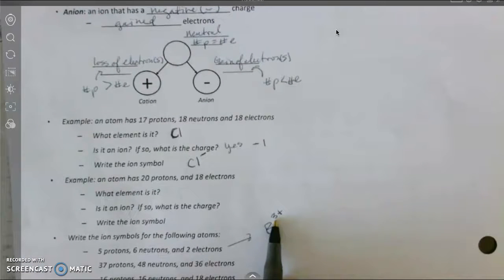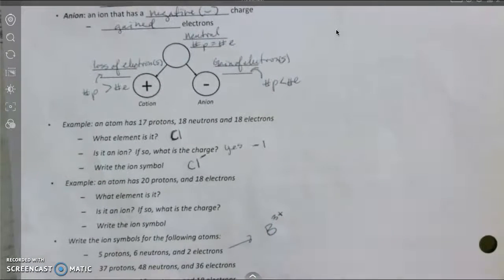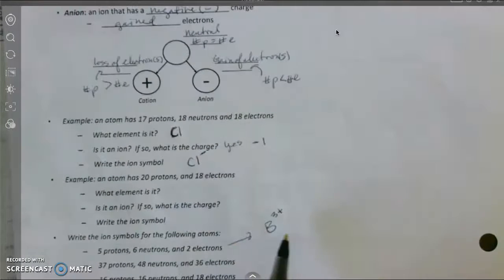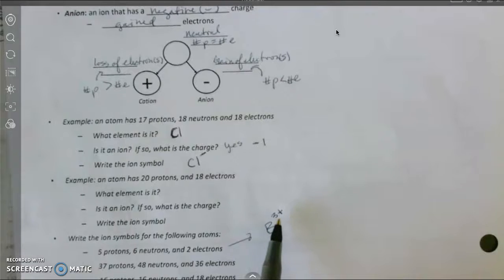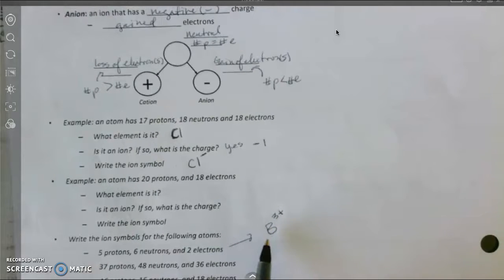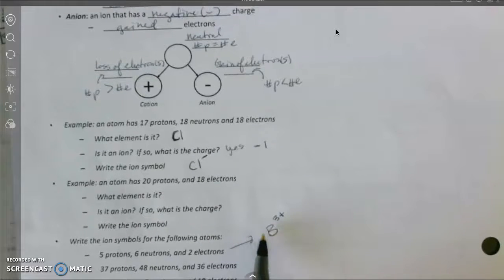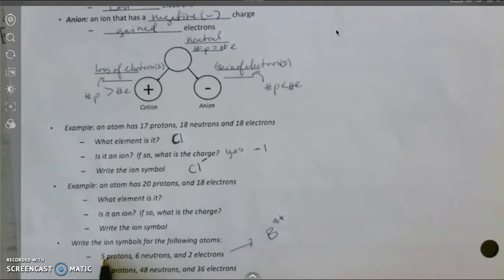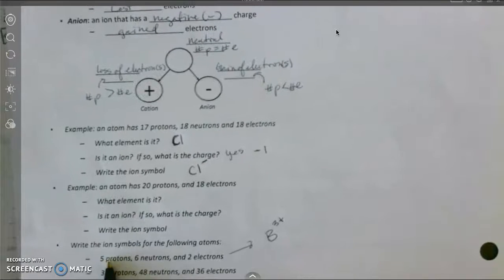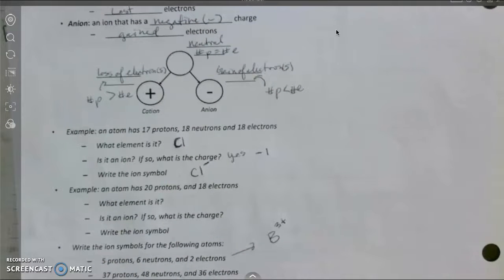Notice I've written it as 3+ and not +3. They switched those when they put them with the symbol. So this is a -1 charge, and that's a +3 charge. Now we could include the mass number and our atomic number as well over here if we wanted to. Our atomic number would be 5, and then our mass number, protons plus neutrons, would be 11.